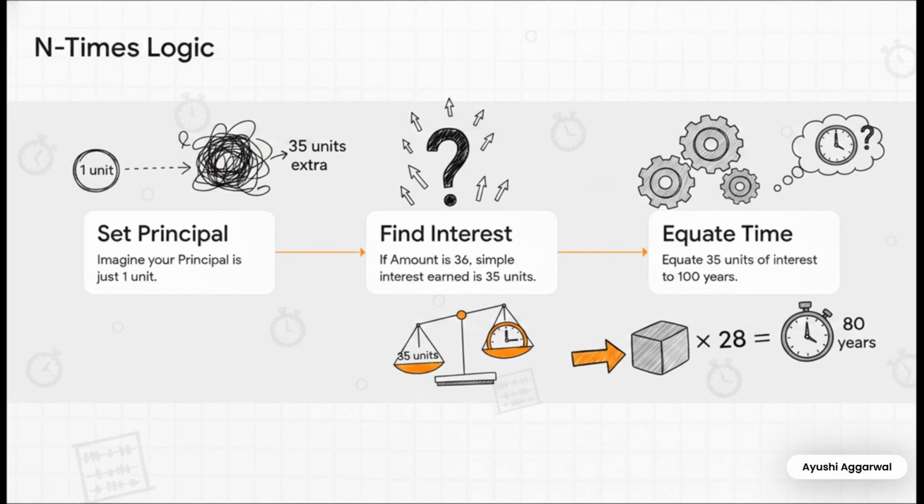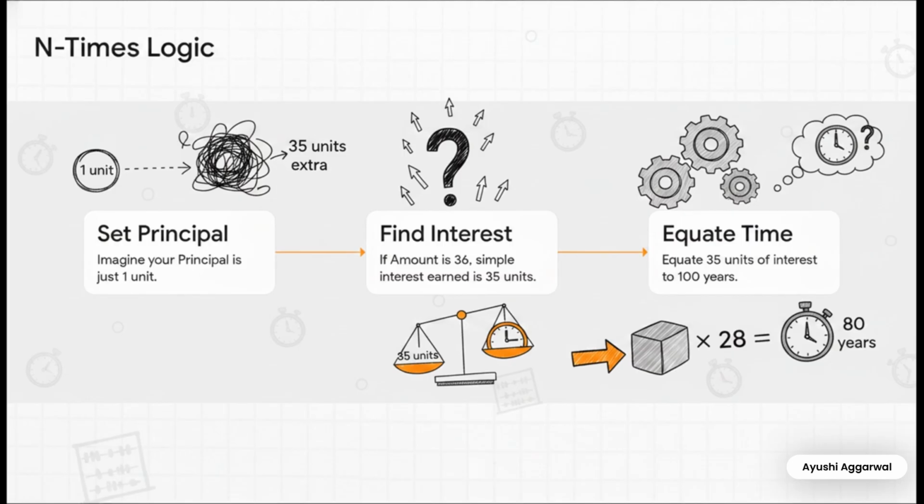Imagine your principal is just one single unit. If the amount becomes 36, how much extra did you actually earn? Well, 36 minus 1, which is 35. That 35 is your pure simple interest. So the logic is super simple. 35 units of interest take 100 years.